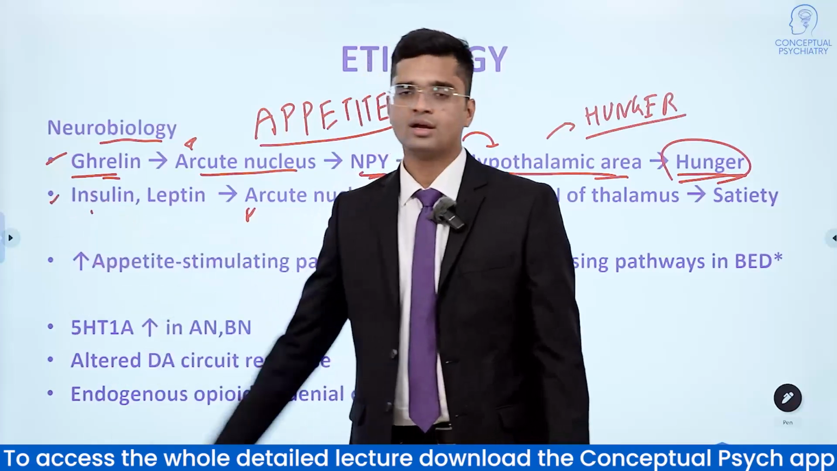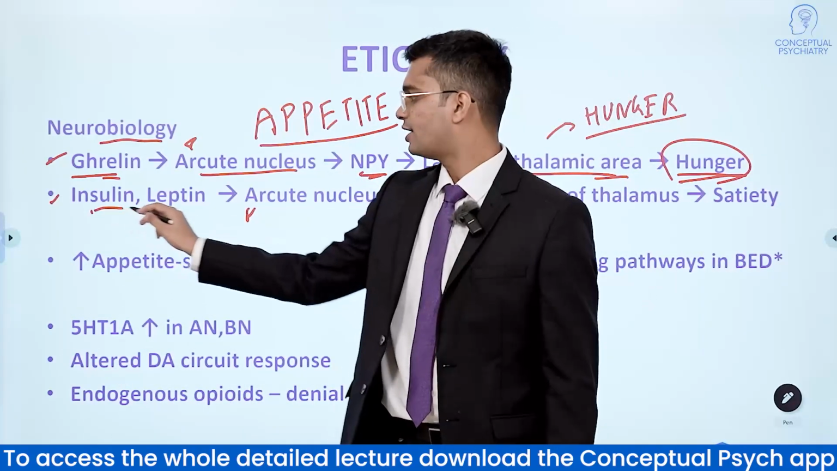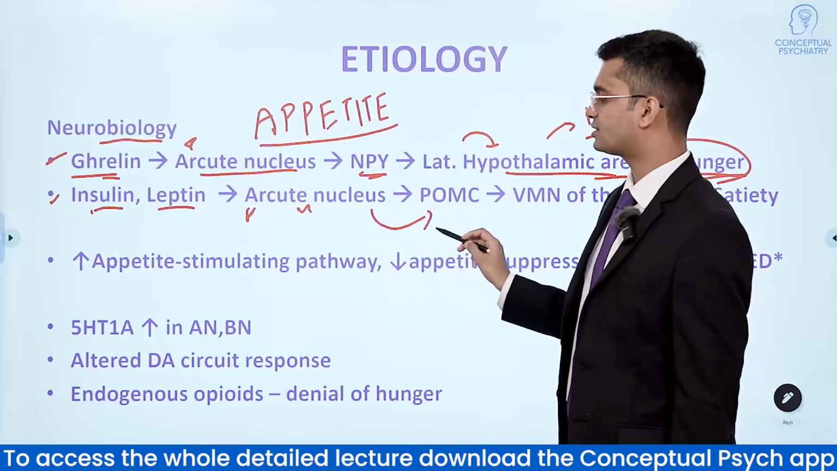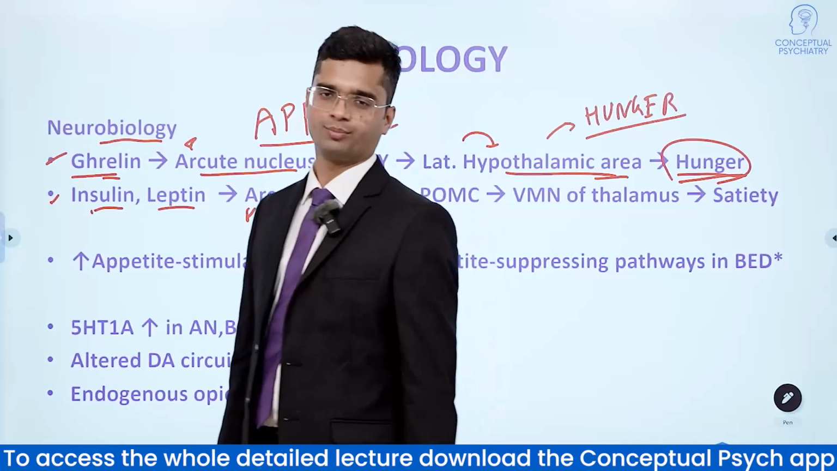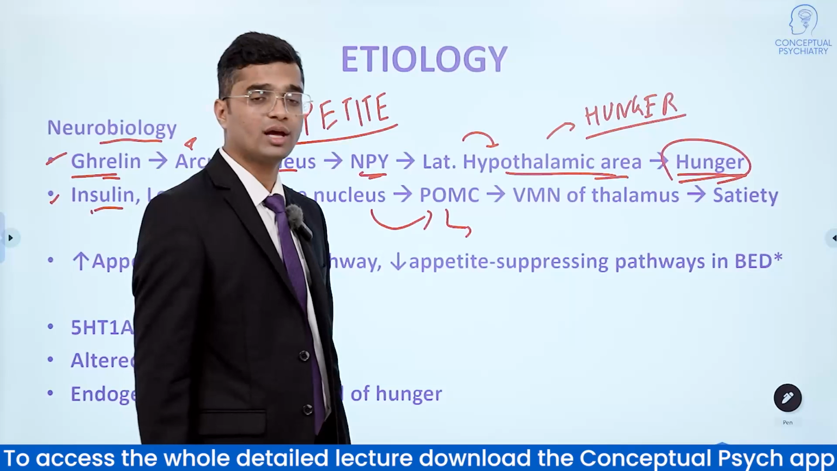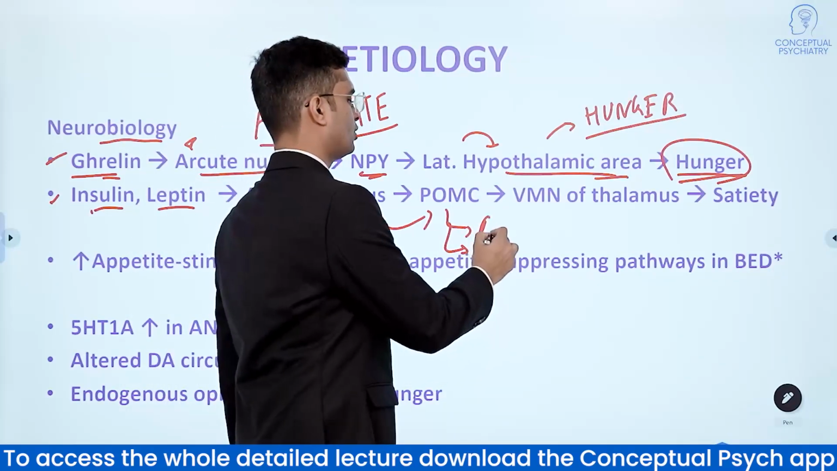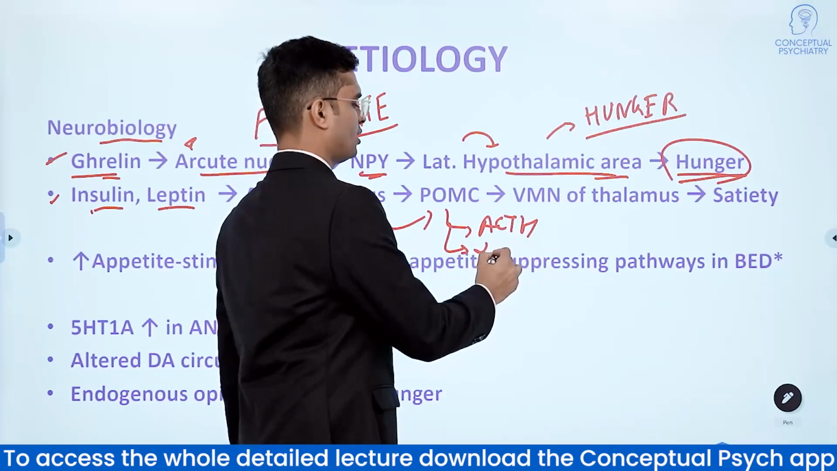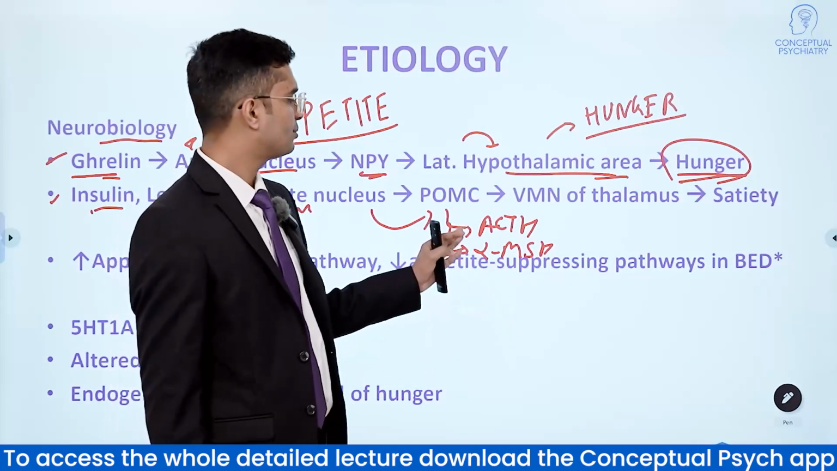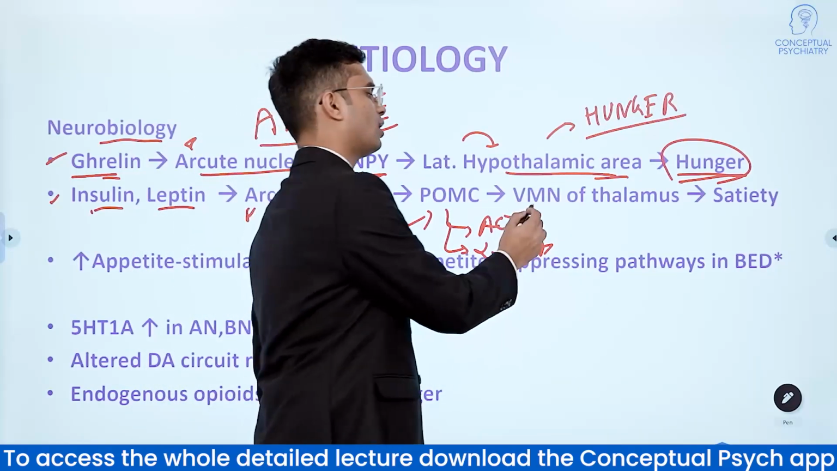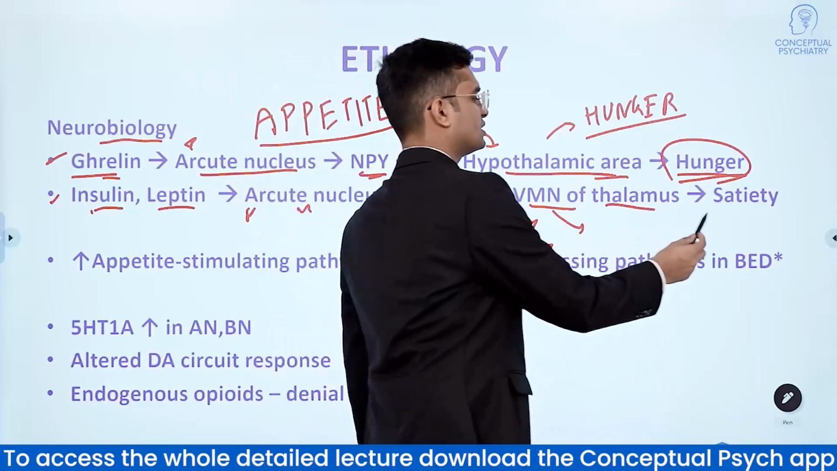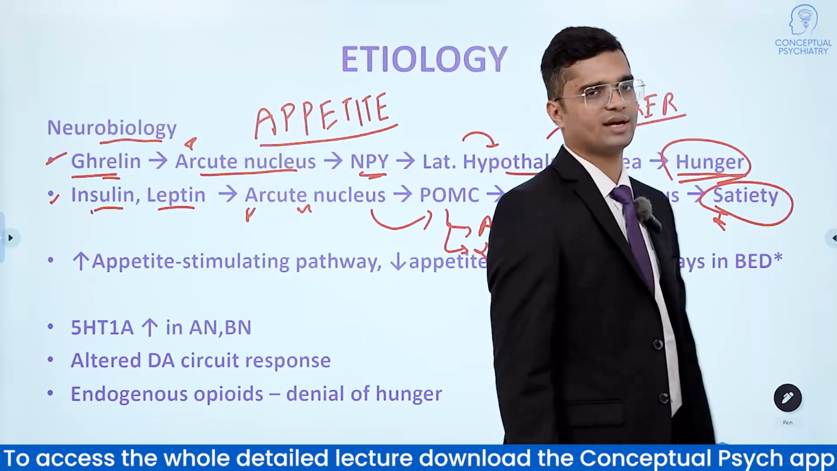On the reverse, when a person eats food, insulin is secreted and leptin is secreted. These again act on the arcuate nucleus. The arcuate nucleus then secretes the pro-opiomelanocortin hormone. Pro-opiomelanocortin is a local neurotransmitter in the hypothalamus that is also responsible for production of ACTH and melanocyte stimulating hormone. Unrelated to this topic, but POMC then goes on to stimulate the ventromedial nucleus, and this is the center responsible for the feeling of satiety.